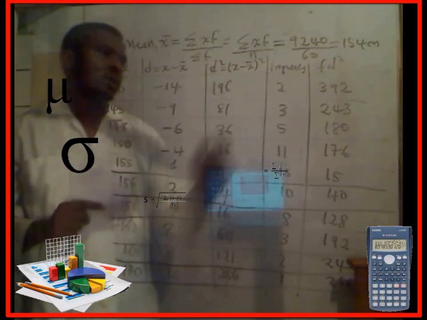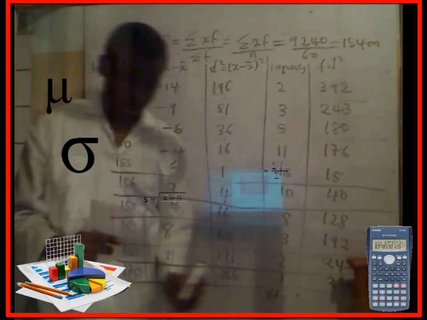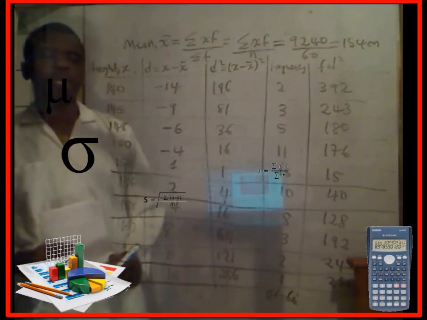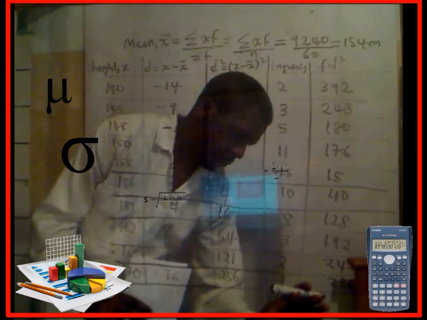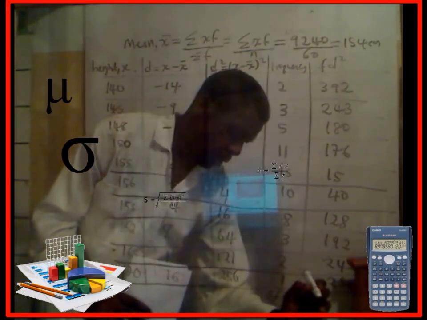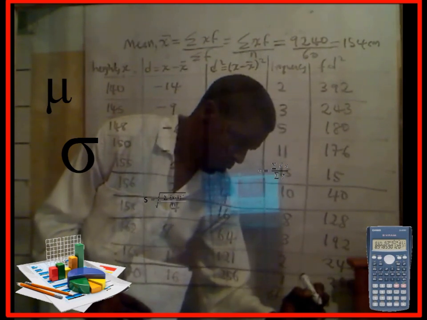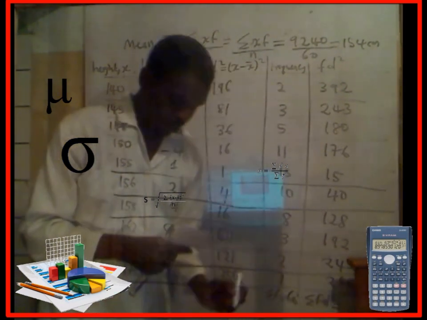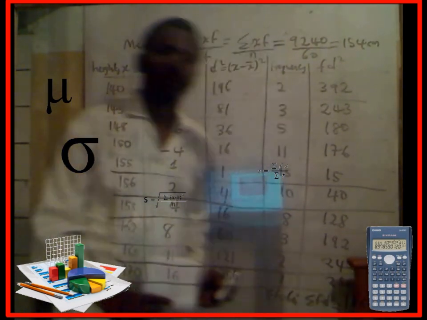So now, what is the summation of these frequencies? It will be equal to 60. There are 60 entries in that data. So we look here for the summation of the product between frequency and deviation squared. So this is equal to 1864.